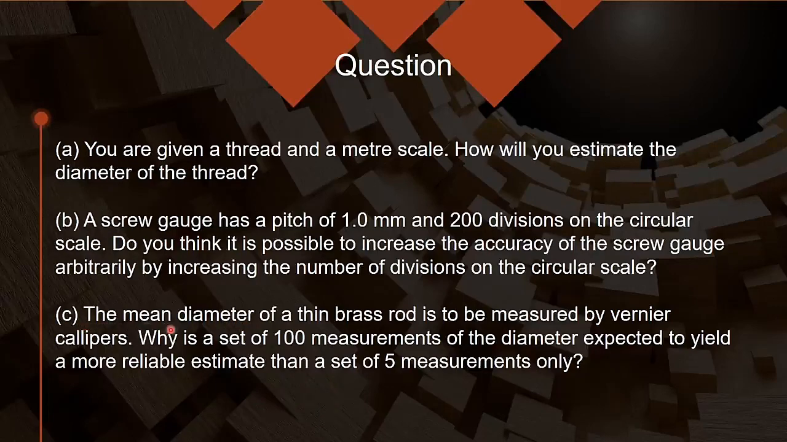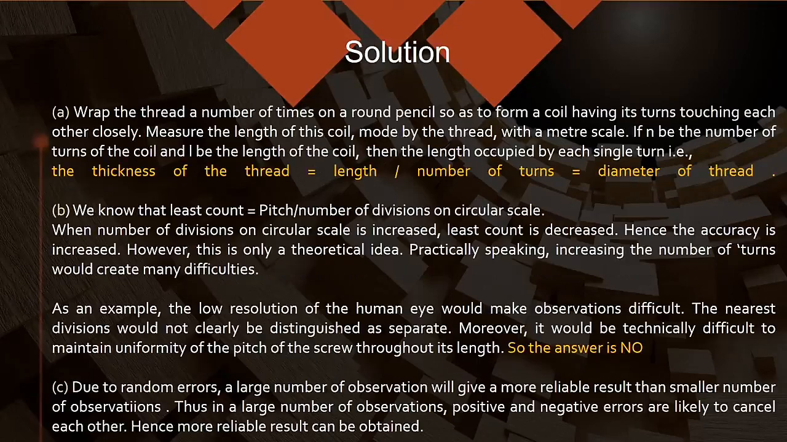The next part: the mean diameter of a thin brass rod is to be measured by vernier calipers. Why is a set of 100 measurements of diameter expected to yield a more reliable estimate than 5 measurements? In the lab we ask you to take 5 measurements, but if you take 100 measurements, the result will be more reliable, because your error will get reduced. As you take more observations, there are fewer chances of error. This is just to improve the result.